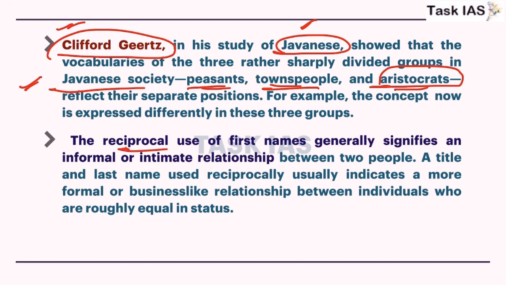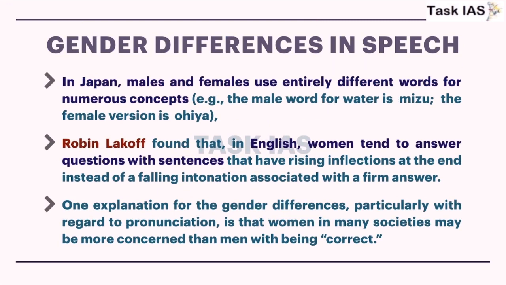The reciprocal use of first names generally signifies an informal or very strong or intimate relationship, but if someone is referring to others by surname, that indicates a more formal relationship. This is again an observation. This formal relationship is more common in business-like environments, and again among those who have equal status.